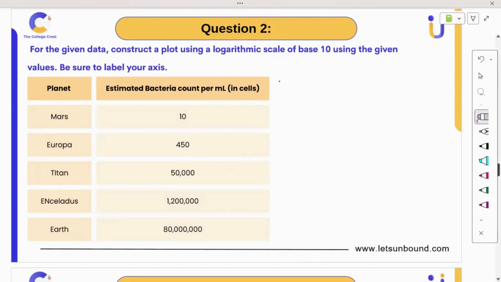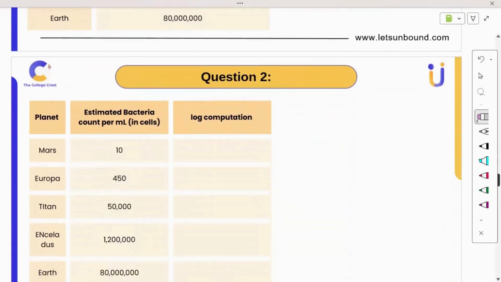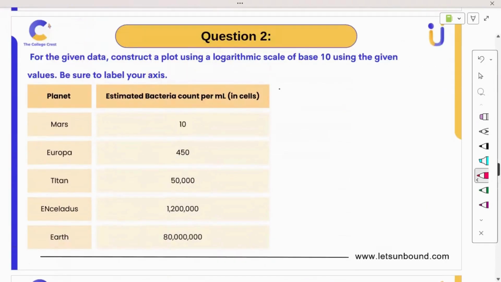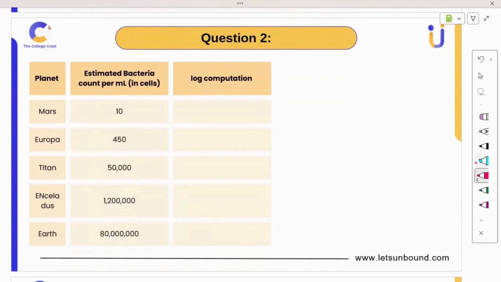But how can I plot these? These are normal numbers. For a logarithmic scale, we should do something different. Let me show you. First, you have to do the log computation. Very simple. What base are they insisting we use? Logarithmic scale of base 10. So these are your inputs, and you just do log base 10. Log base 10 means just log is enough. You just find all the values using a calculator, and I will show you how to do it with Desmos.